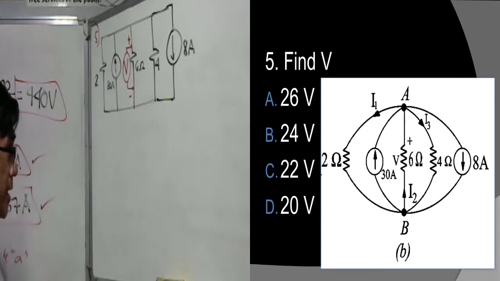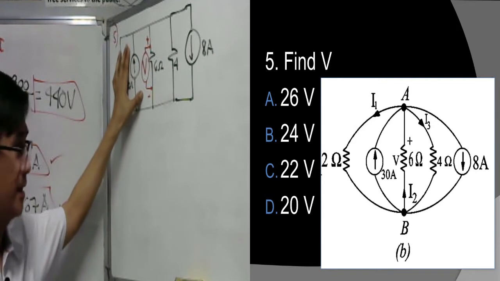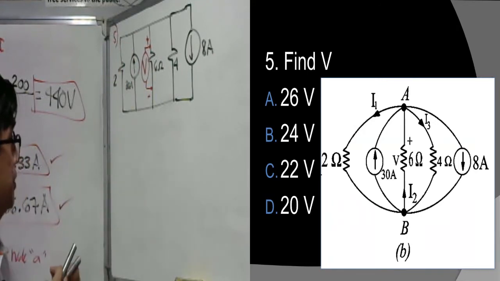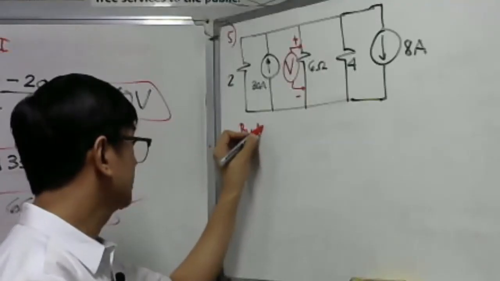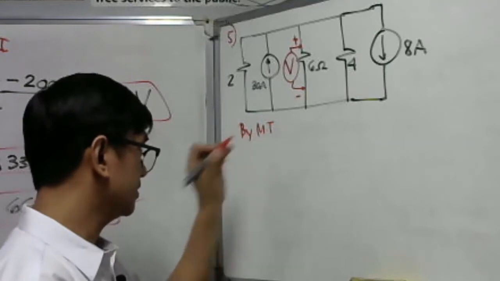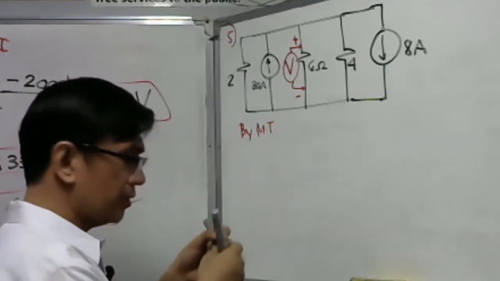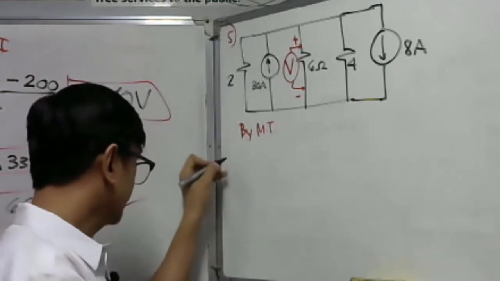What will be our voltage V here? This is very easy. So just make use of Millman's theorem. Again, by Millman's theorem. Take a look here, guys. By Millman's theorem, so we have here V.